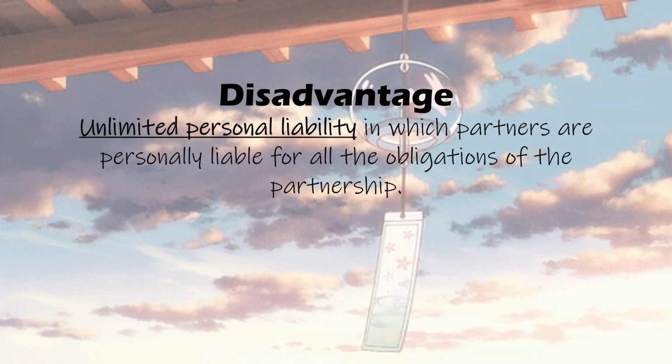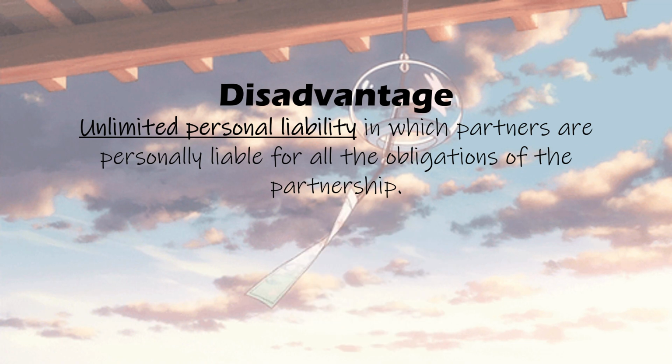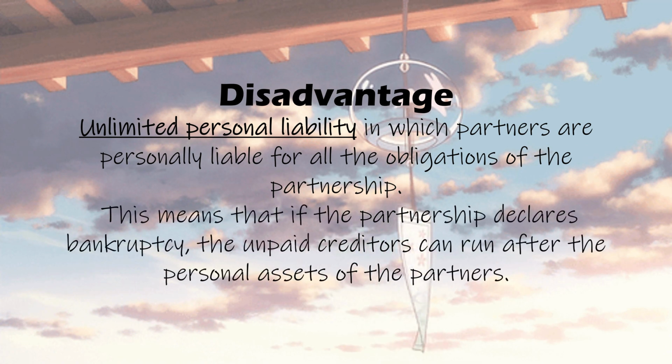Unlimited personal liability is the major drawback of general partnership, in which partners are personally liable for all the obligations of the partnership. This means that if the partnership declares bankruptcy, the unpaid creditors can run after the personal assets of the partners.